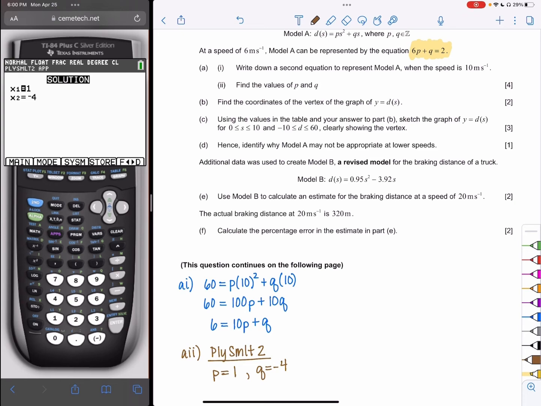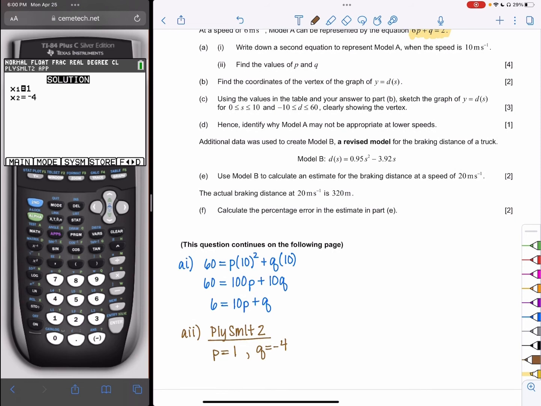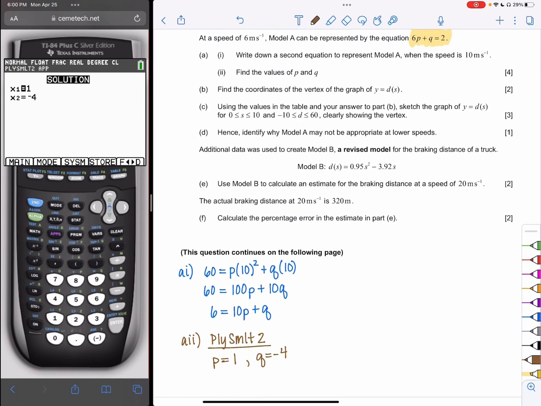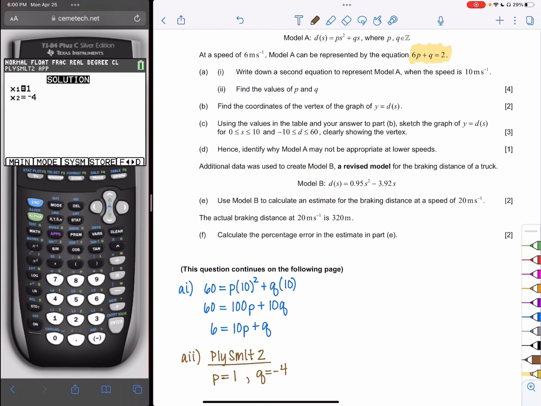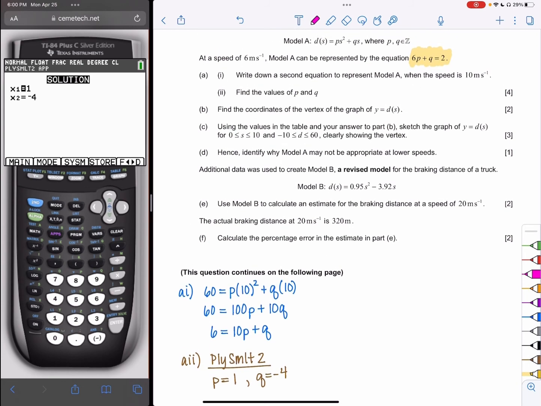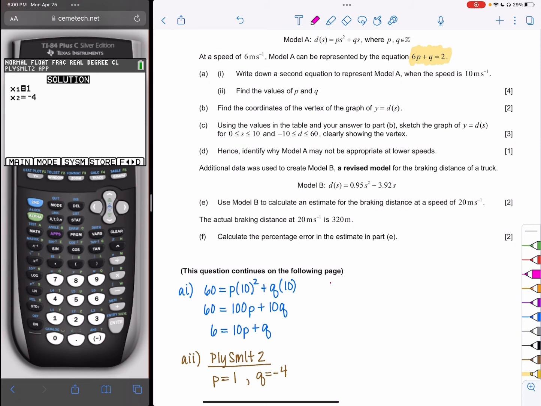So now part B says we want to find the coordinates of the vertex. Well, if I want to find the coordinates of the vertex, all I have to do is substitute these values for P and Q back into the function. So for part B, the equation I'm going to be looking at is D of S is equal to P, which is 1, so that's just S squared, plus -4, which is just -4S here. That is going to be my equation.